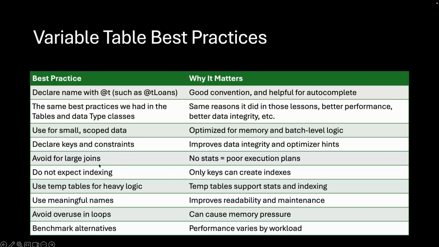Avoid doing it for large joins just because the execution plan for the optimizer can't really work with the variable tables in the same way that it does regular tables. So it's not going to be able to give you a huge benefit. But if you're doing a small variable table, maybe you've got 100 rows or 10 rows, just sort of a lookup type table that you want to join on another table that's got 100,000 rows or 200,000 rows, that's fine, right?